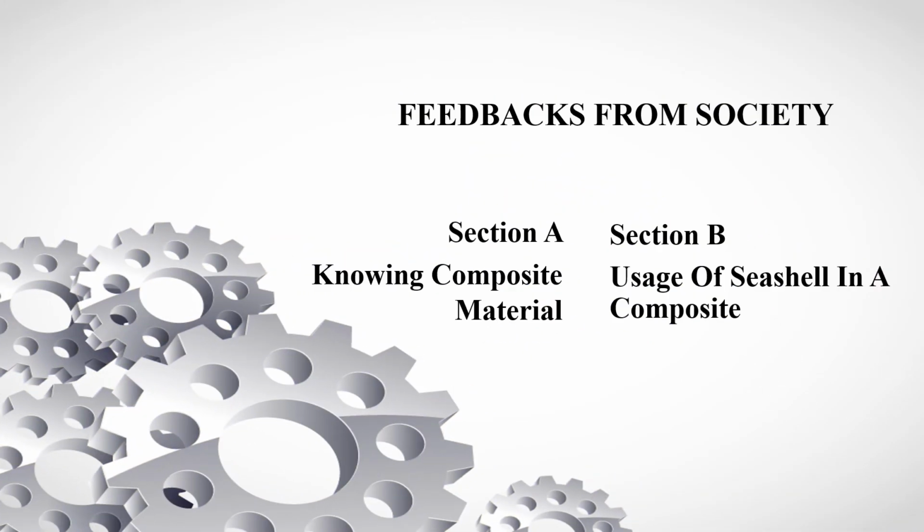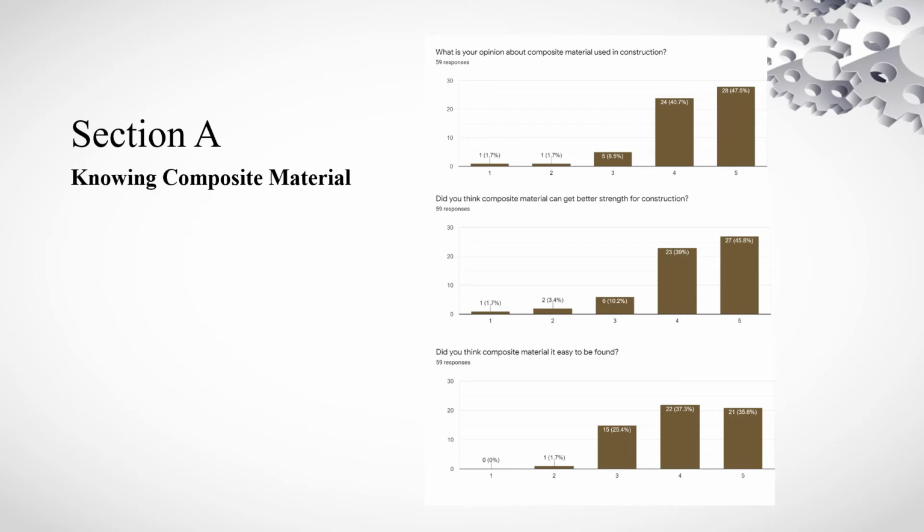Feedback from society. In this part, we separate into two sections. Section A, knowing the composite material. Section B, usage of C-shell in composite. We provide 3 questions in Section A. The level of knowledge about composite material is from 1 to 5, where 5 is the highest understanding. The average response for this section is high, so I can conclude that society already knows about composite material.